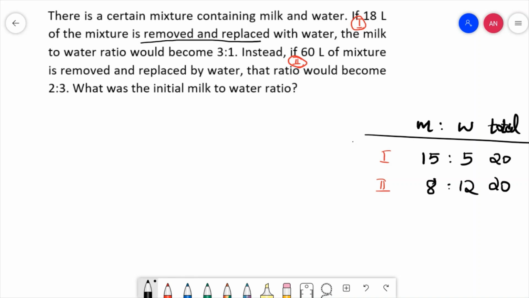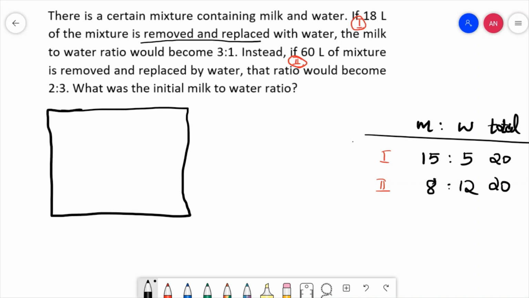Now we have to draw a figure of the mixture. I'm going to draw the figure of the mixture like this. The mixture contains milk and water. I am going to show the milk here and water here. So this whole part will be water, and this whole part will be milk.